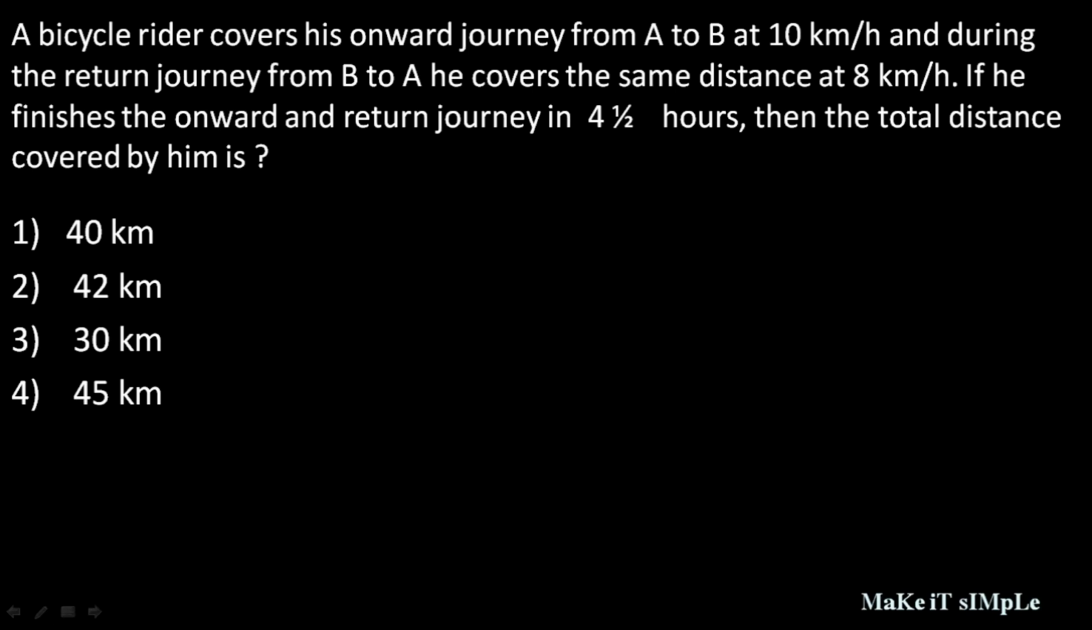Now we have already seen that the distance remains the same for a journey from A to B and B to A. What is the speed ratio? The speed ratio is 10 to 8. So what will be the time ratio? The time ratio will be 8 to 10.